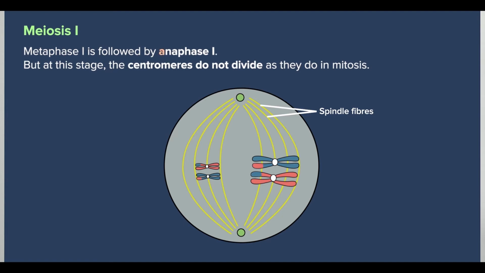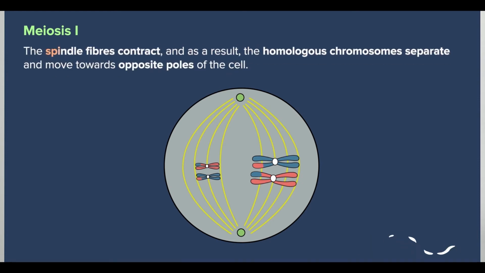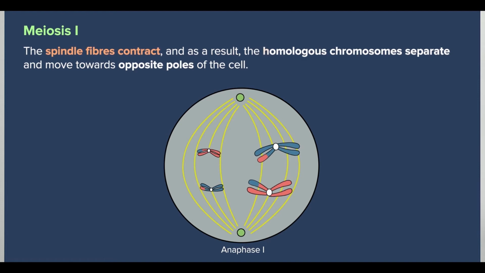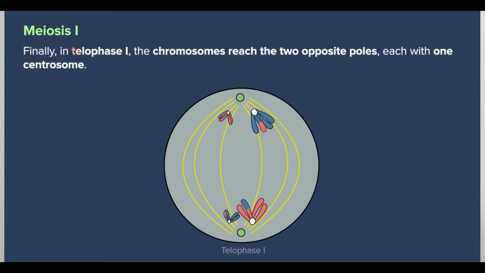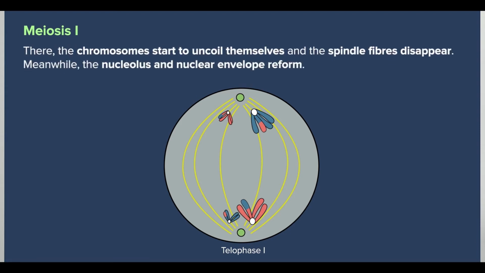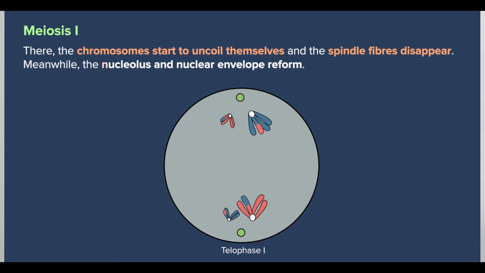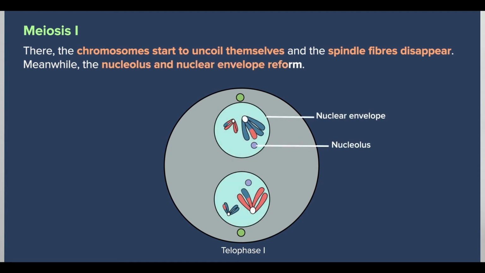Metaphase 1 is followed by anaphase 1, but at this stage, the centromeres do not divide as they do in mitosis. The spindle fibers contract, and as a result, the homologous chromosomes separate and move towards opposite poles of the cell. Finally, in telophase 1, the chromosomes reach the two opposite poles, each with one centrosome. There, the chromosomes start to uncoil themselves and the spindle fibers disappear. Meanwhile, the nucleolus and nuclear envelope reform.